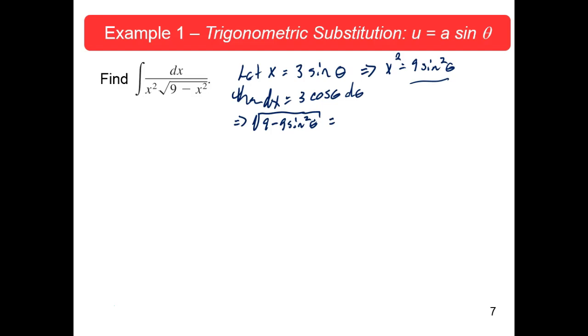Anybody have any ideas? How about factoring out a 9? Would that be okay? So it would be the square root of 9 times what's left, 1 minus sine squared theta. Okay, is this beginning to look like something we can deal with now?